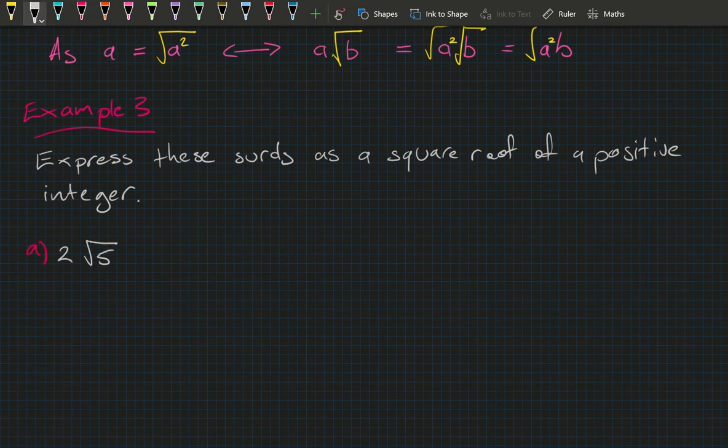Okay, in part A, we've got 2 times the square root of 5. So 2 squared is 4, so 2 is equal to the square root of 4. And we can now write our next line as the square root of 4 times the square root of 5, which is equal to the square root of 4 times 5, or the square root of 20.